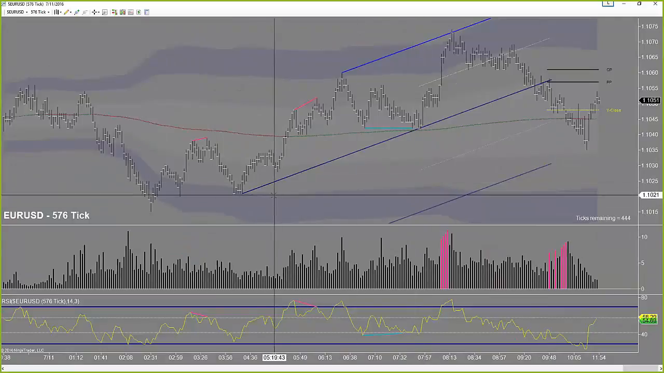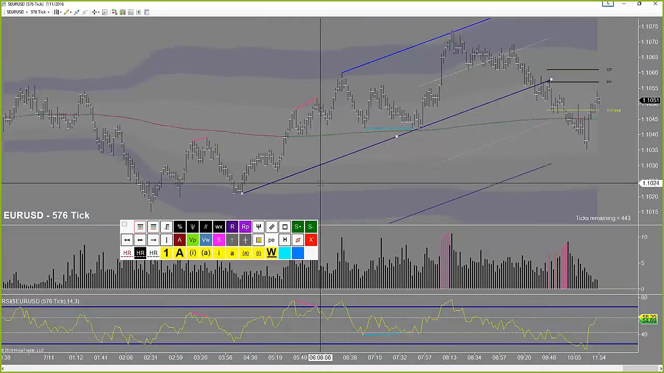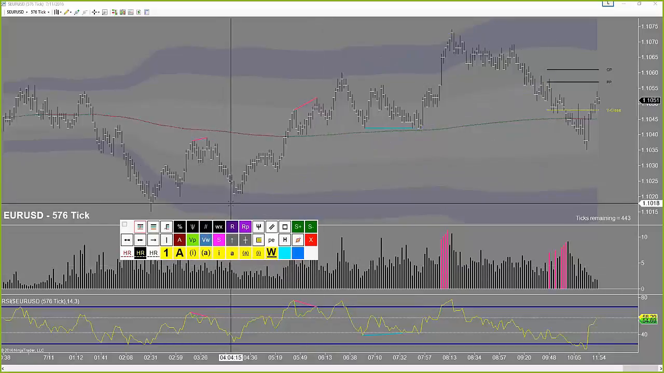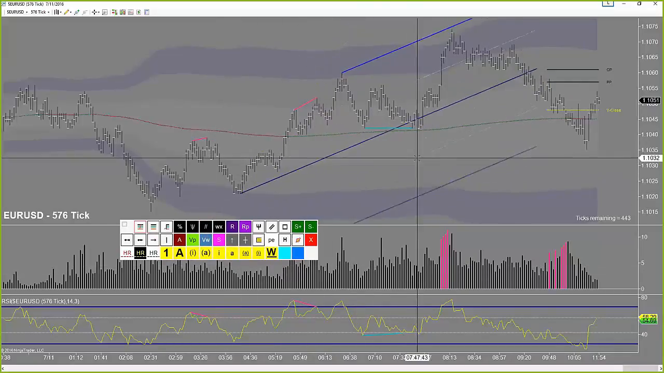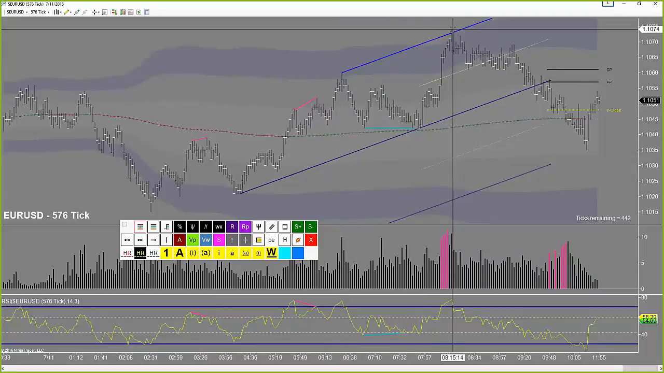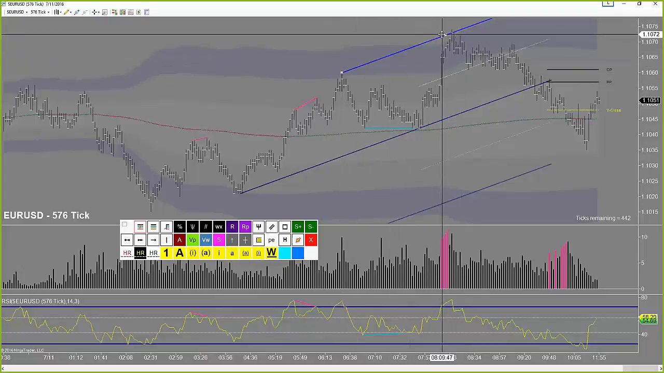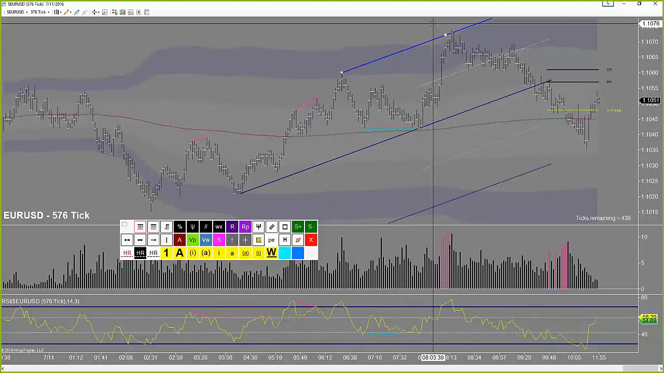Here I've connected from low to low. I can just erase that and show you how we draw that in. Very simple. It finds the high automatically, and then we have a perfect hit of that upper channel line, what we're calling the auto line, since it's drawn automatically. And then let's go to the 5-minute.